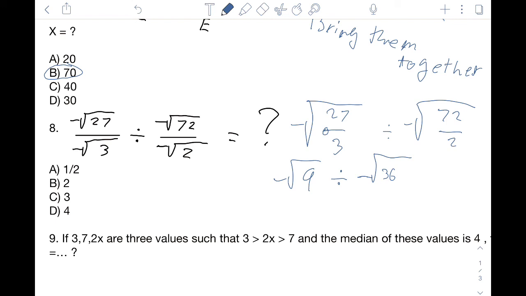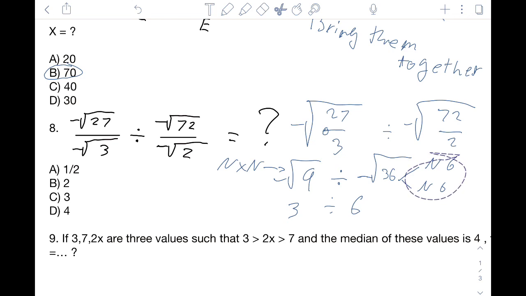Root 9 is 3. That is a famous square root. Two numbers multiplied by each other, giving us 9. And root 36 is 6. It's a famous square root. Two numbers multiplied by each other, they are the same, that give us 36 are 6. So this is how you figure it out.